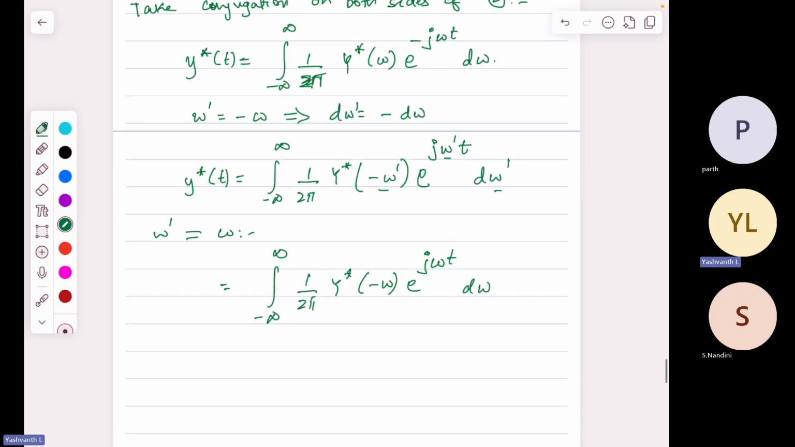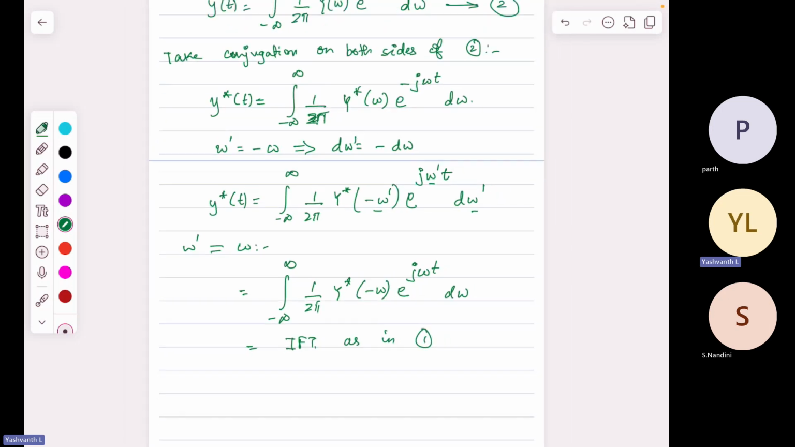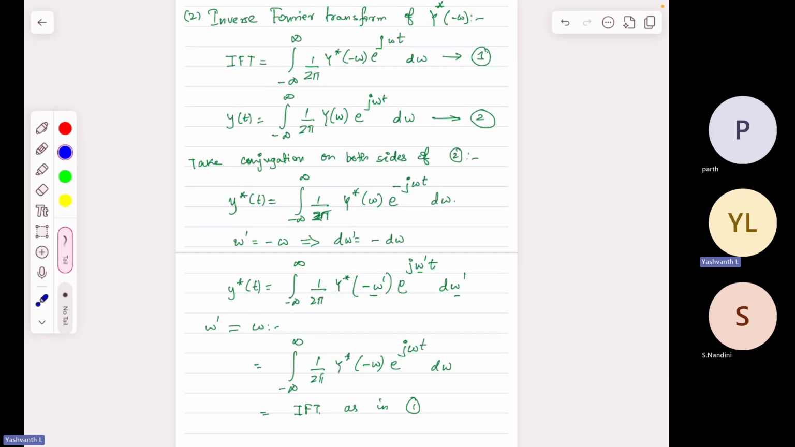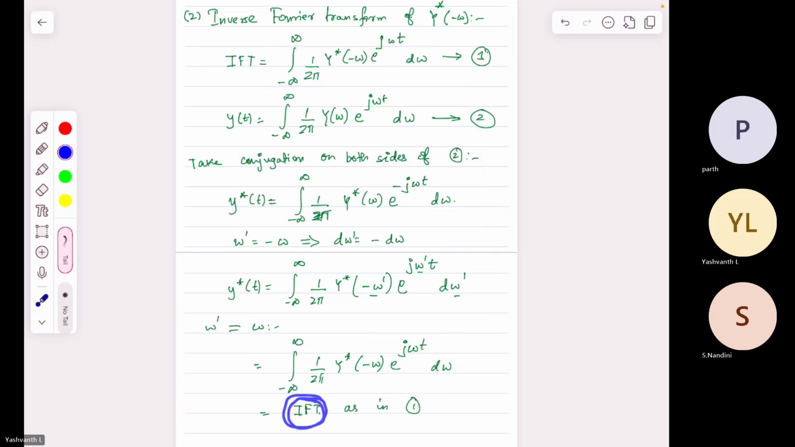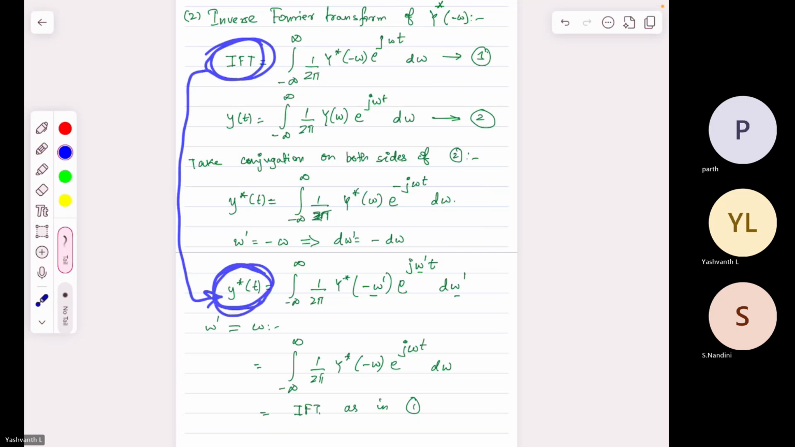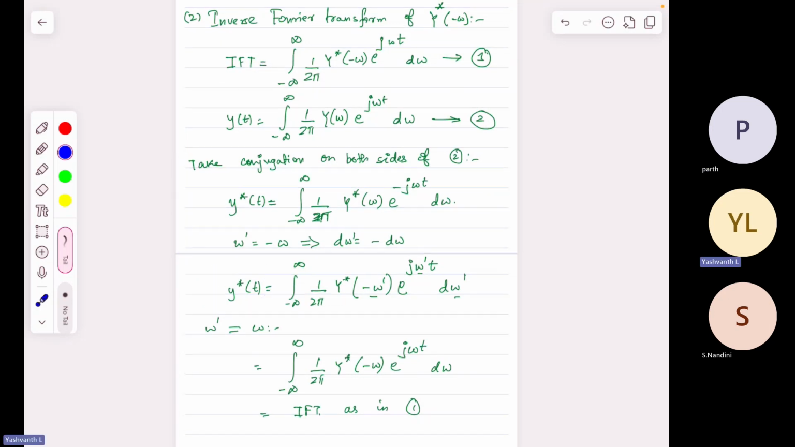Now, this is nothing but the inverse Fourier transform that we wanted in equation 1. You see, in equation 1 we wanted this expression, and that is exactly the expression we have here also. So now tell me, what is the inverse Fourier transform then? The inverse Fourier transform is nothing but y conjugate of t. Is it okay?